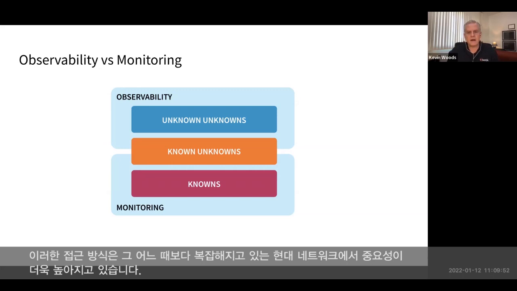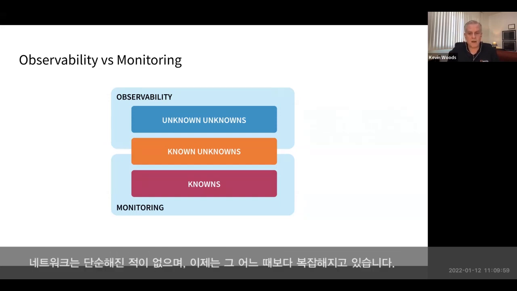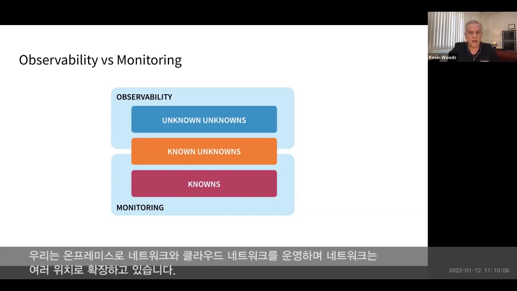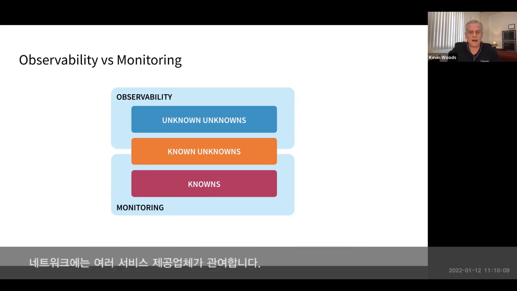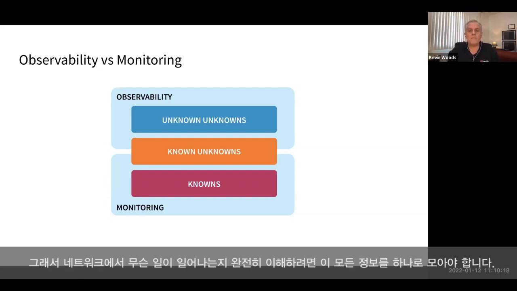And this approach is more important than ever because our networks are more complex than ever. Our networks have never gotten simpler, and now they're more complex than they ever were. We have networks in cloud, networks on-prem, networks going to multiple locations. We have multiple service providers involved in our network. We have users accessing SaaS applications over the network. And so we need to really bring all of that information together to give us a complete understanding of what's going on.